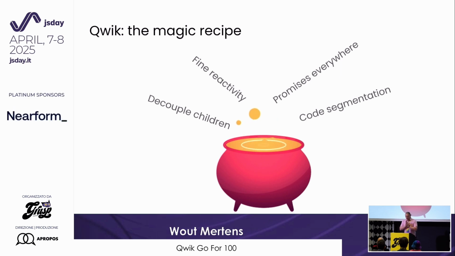For me, there are 4 pillars that really make it work, and they all pile onto each other. They help each other, they strengthen each other, right? First of all, we have children decoupling, and I will explain this. So we have children decoupling, we have segmenting the code in pieces, we have fine-grained reactivity, and then just promises everywhere.